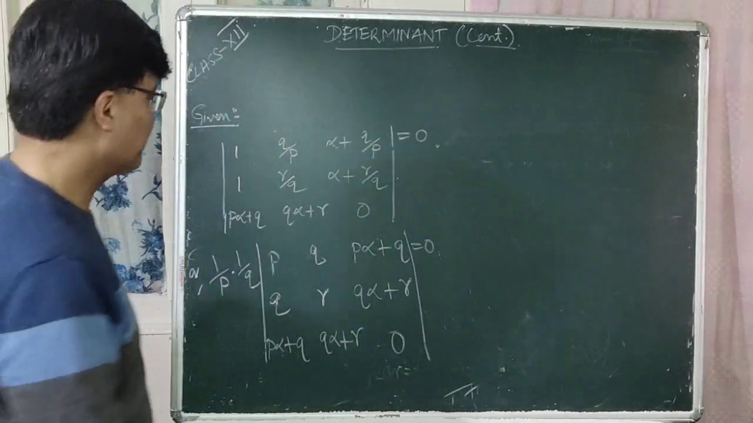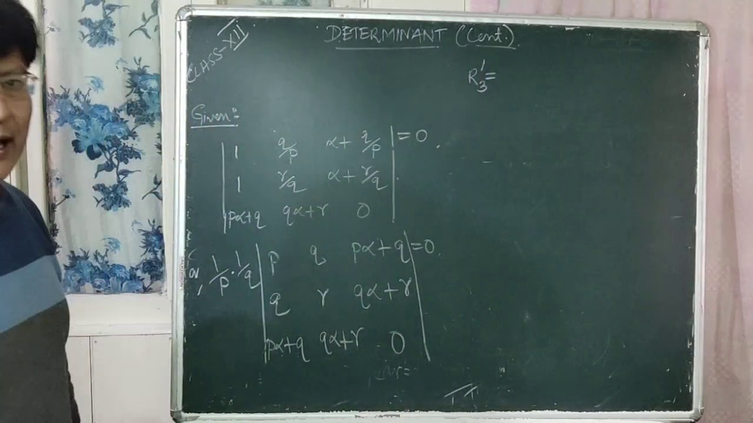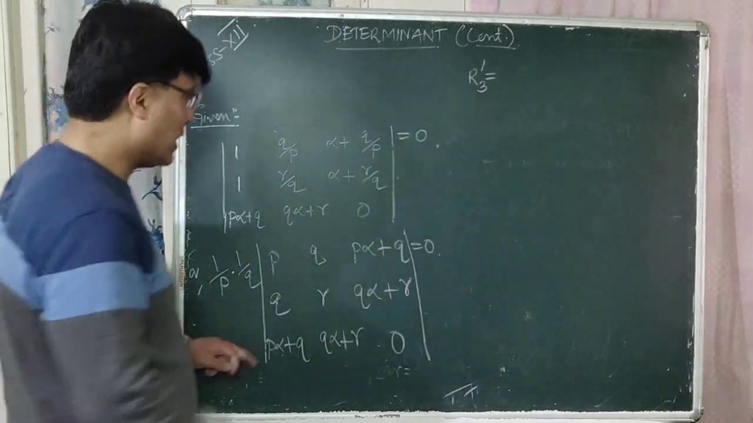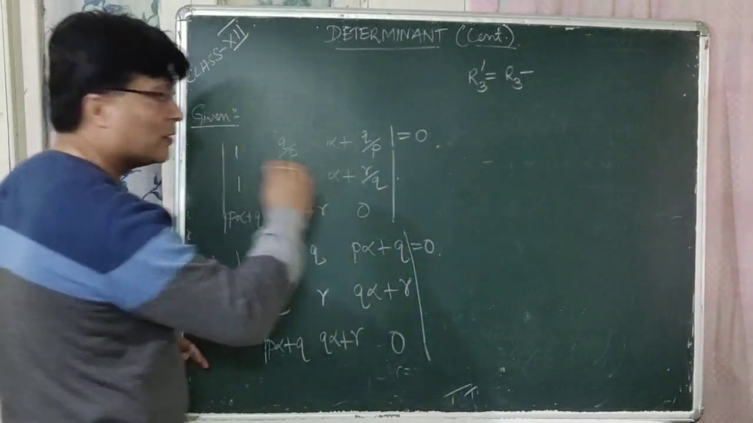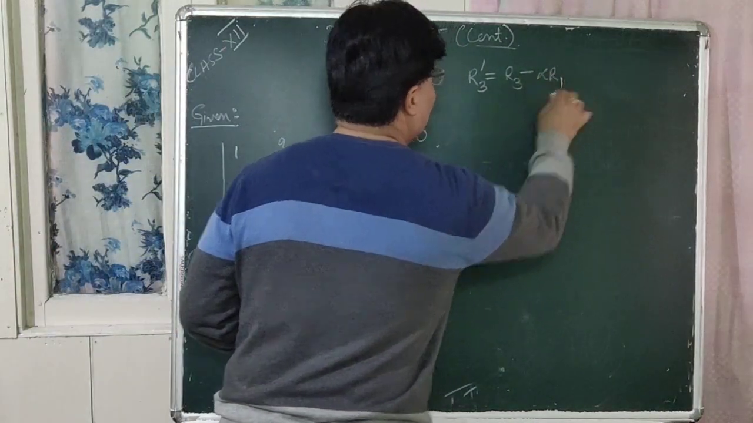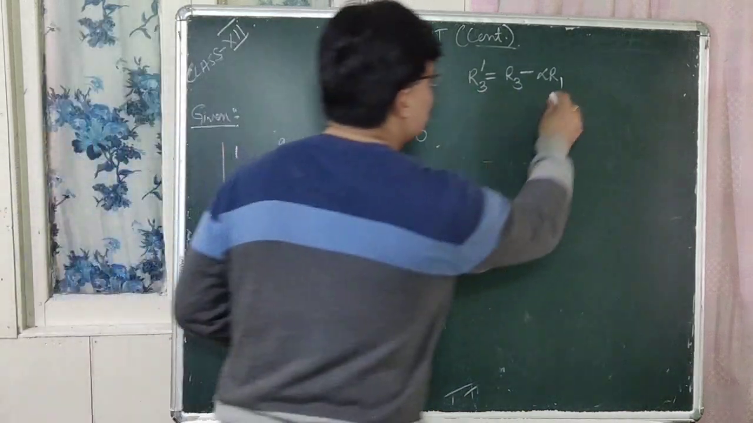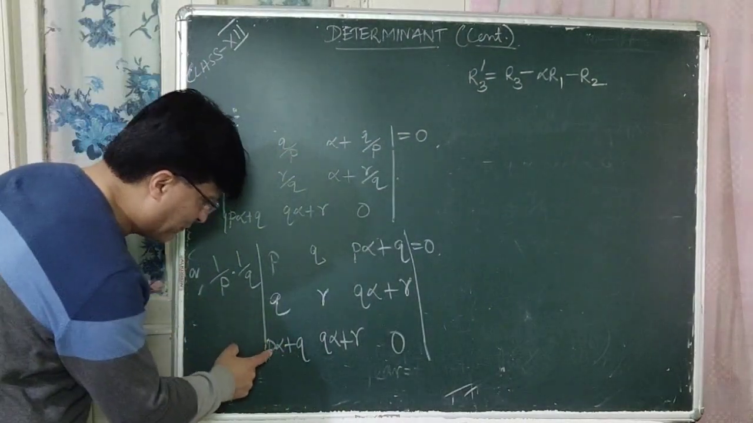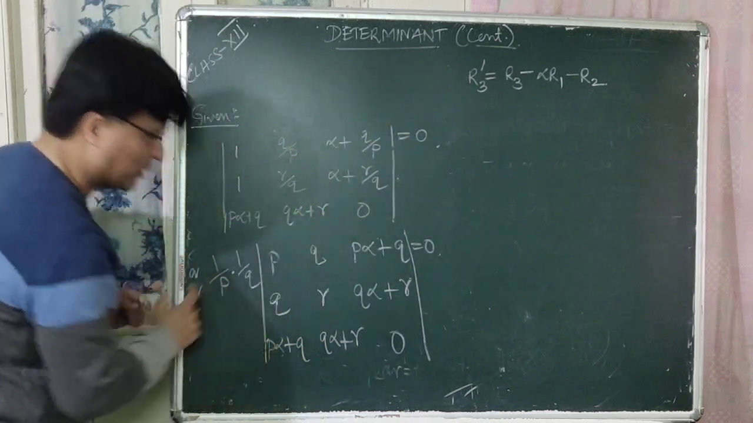So what is R3 dash here? R3 dash is the new third row. We are using property number 5. So R3 minus alpha into R1, because this P is multiplied by alpha. Then minus R2, since only Q should be there. Is that clear to all of you? So that we get P alpha plus Q minus P alpha minus Q, and after using this property, you will get 0 here.